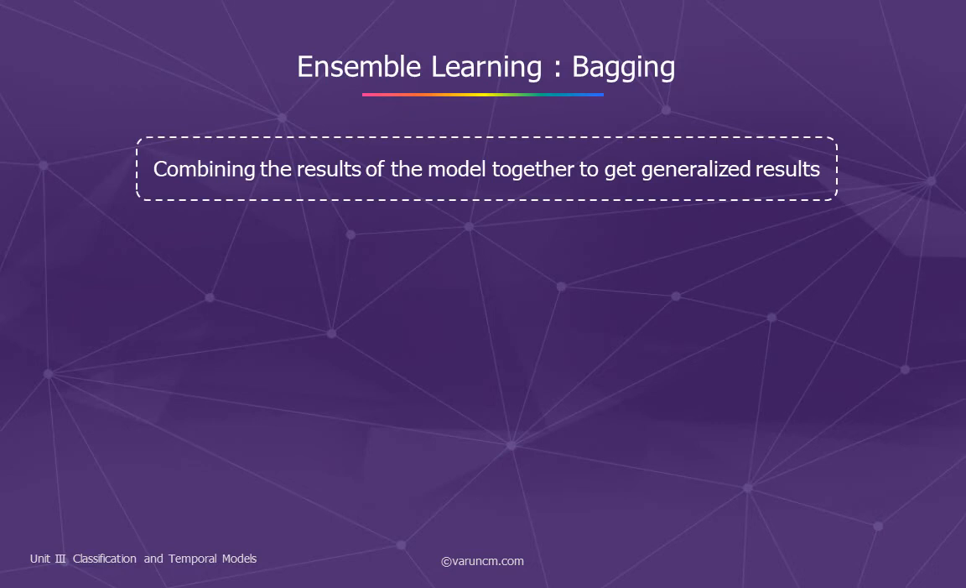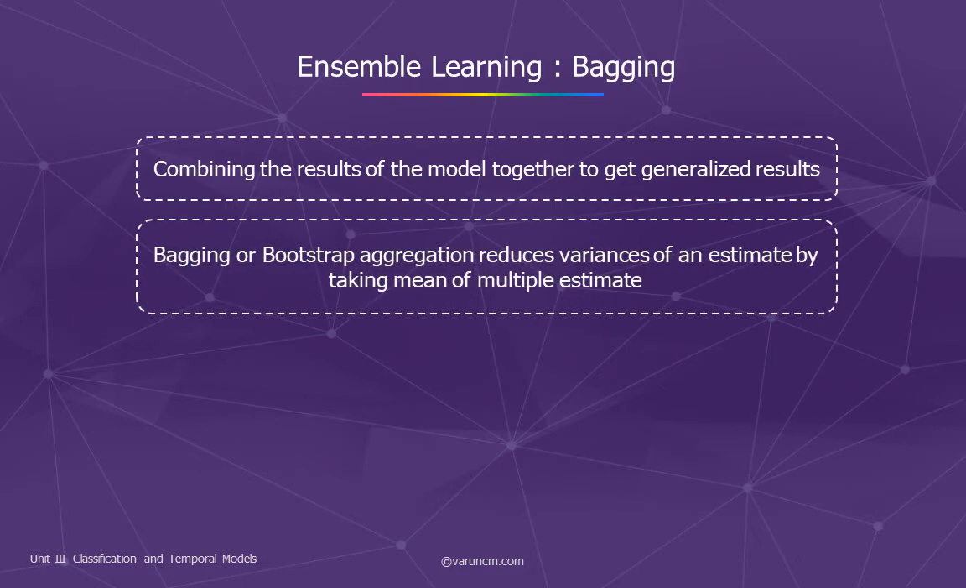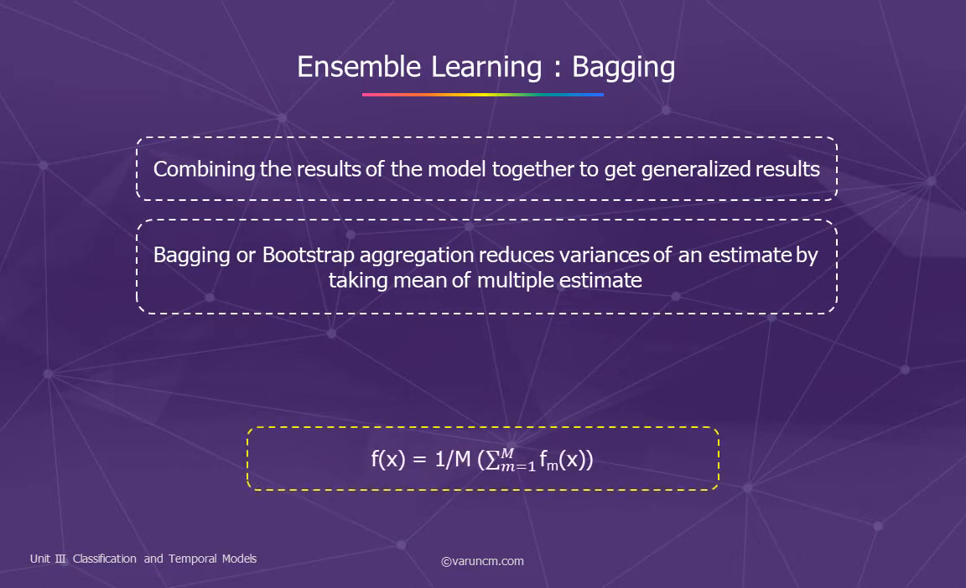And the next method in ensemble learning is bagging. It combines the results of the models together to get generalized results. Here in bagging, or bootstrap aggregation, it reduces the variance of an estimate by taking the mean of multiple estimates. The formula for that is f(x) equal to 1 divided by m, into the sum of all those f_m(x). So this will give the exact mean of the multiple estimates.